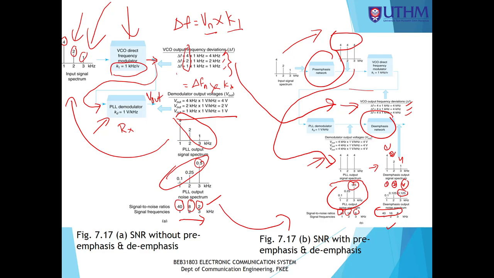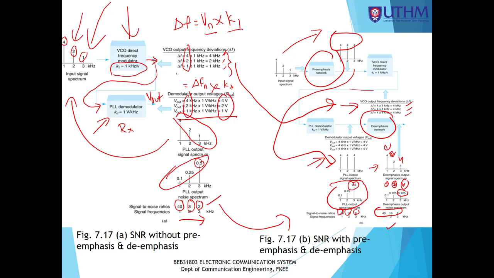So V out is equal to delta F multiplied with the PLL transfer function KD. So delta F1 multiplied with KD, delta F2 multiplied with KD, and delta F3 multiplied with KD. We are going to produce output voltages equal to 4 volt, 2 volt, and 1 volt.